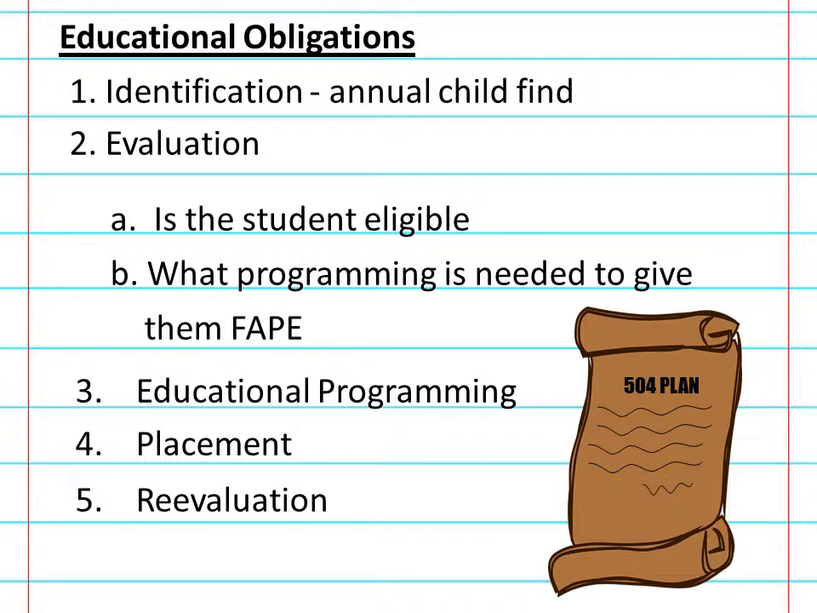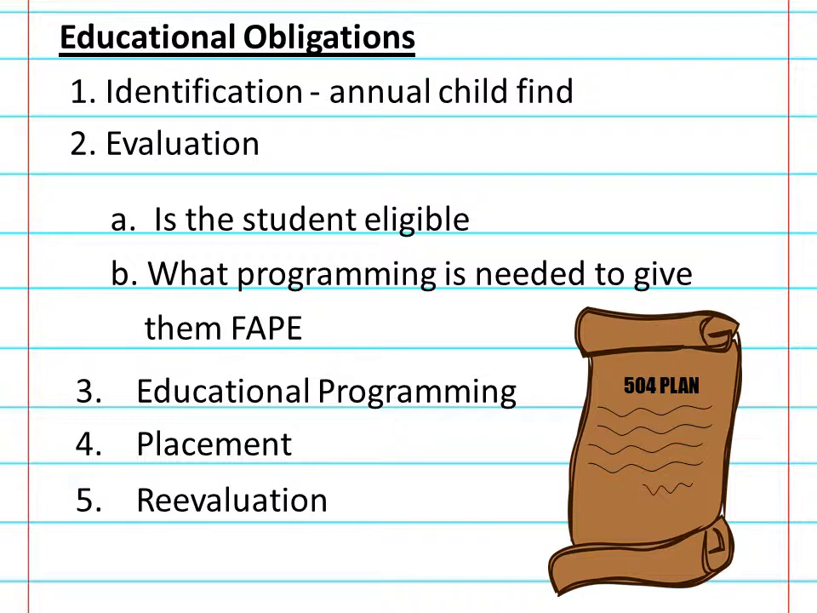So we look at educational obligations. So what in the school does this look like? Like I said before, we need to look at that identification with that annual child find, and that could be incorporated right with your other child find that we've talked about. Next, we need to evaluate those students to find out, is that student eligible, and what programming is needed to give them a free appropriate education.